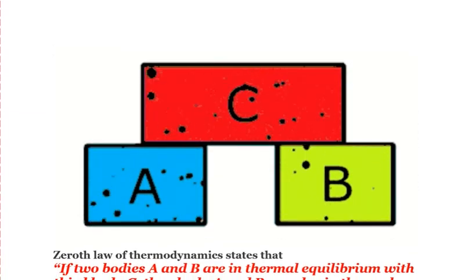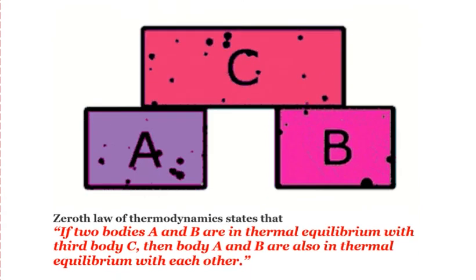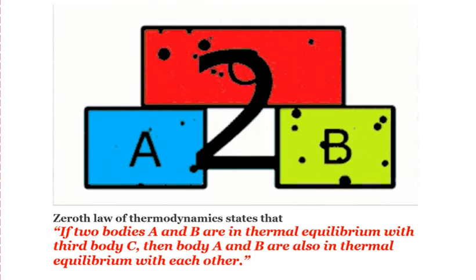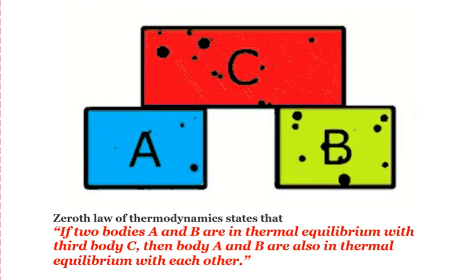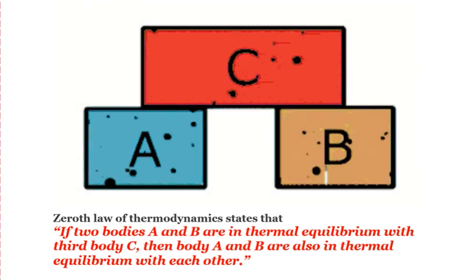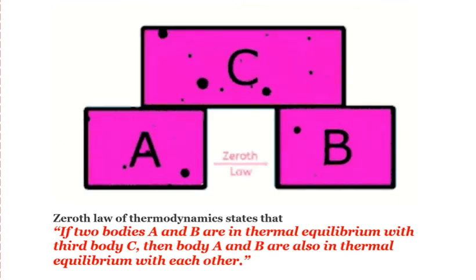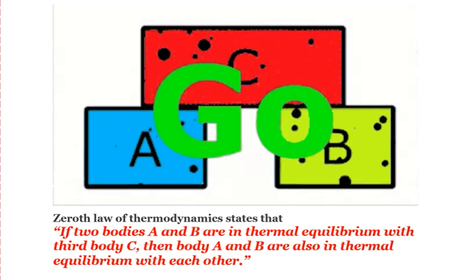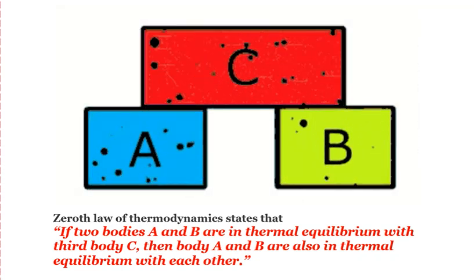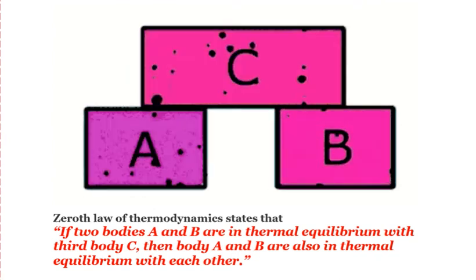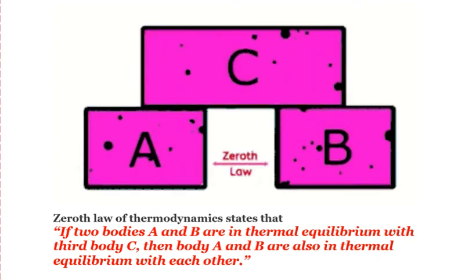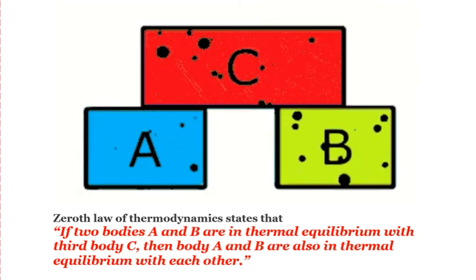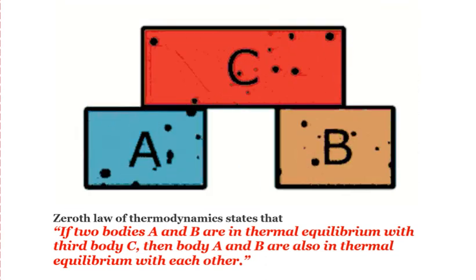Okay, again, napa-observe ko na ni kagina sa inyo sa babaw. So, subong, just look at the representation. Ano ang kakakita naton? Consider three bodies here. We have body A, B, and C. Based on the thermodynamic nga definition, if two bodies A and B are in thermal equilibrium with third body C, then body A and B are also in thermal equilibrium with each other.